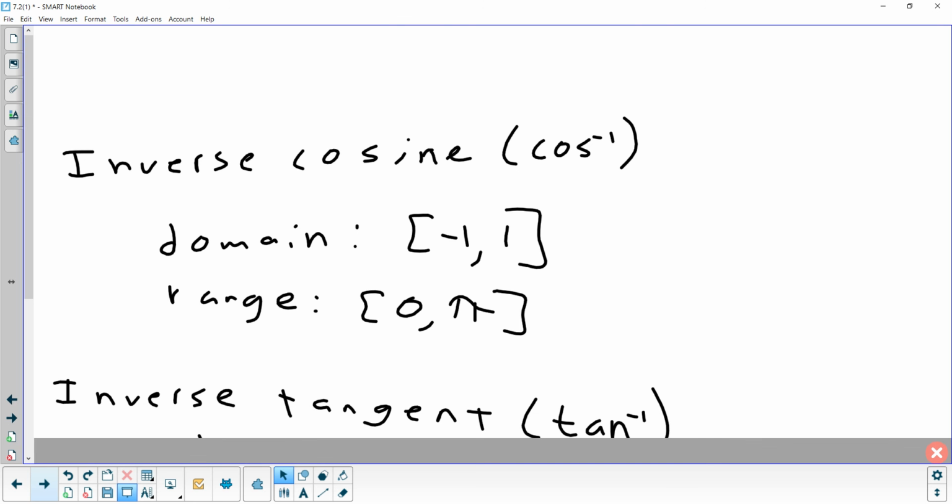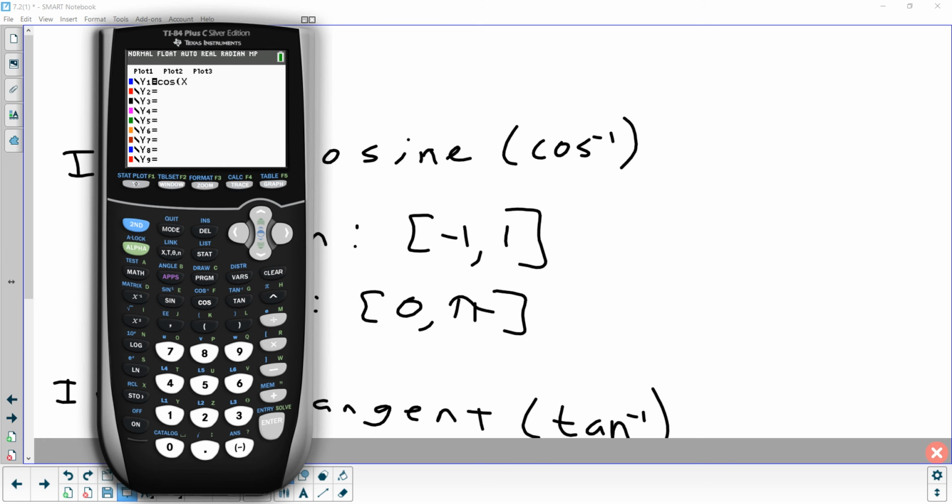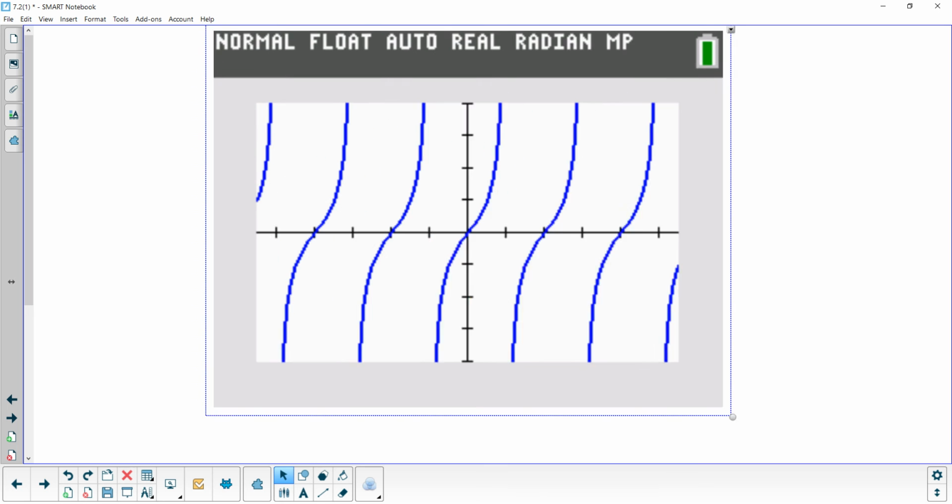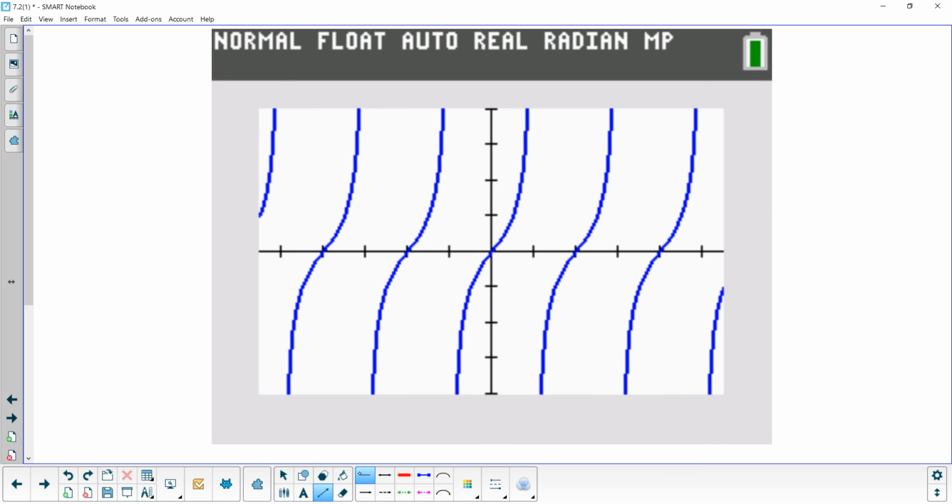The last one we're going to look at is inverse tangent. We'll do the same thing. Let's look at the graph of tangent and see if it passes the horizontal line test. Okay, so here's tangent. Does tangent pass the horizontal line test? Well, Jake? No. Because if we draw a horizontal line, how many times would a horizontal line hit this graph? A lot. How many is a lot?